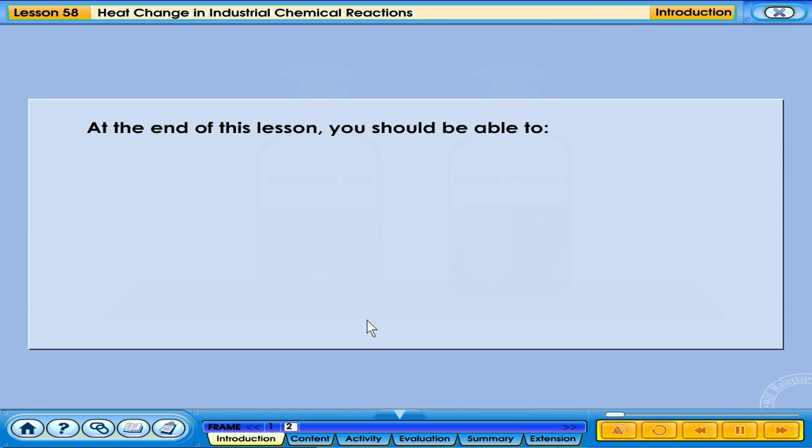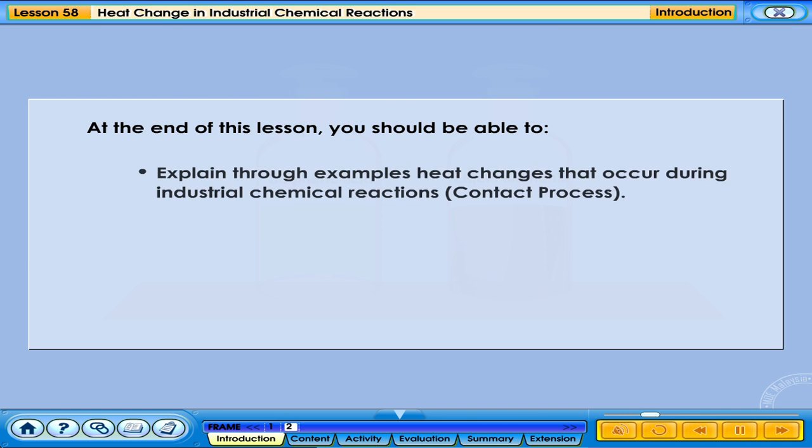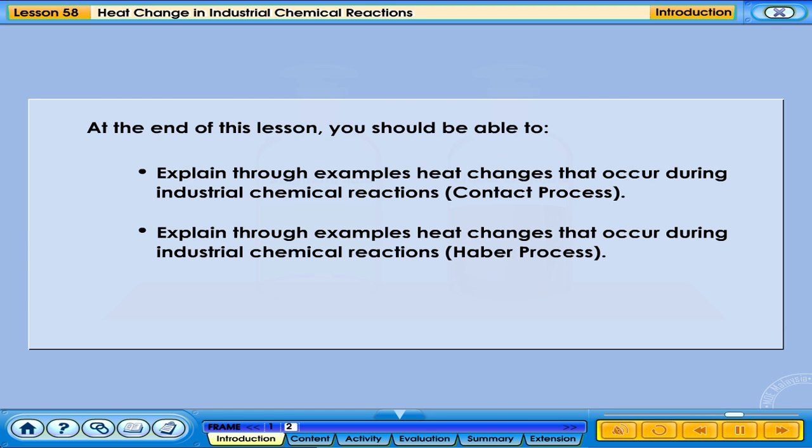At the end of this lesson, you should be able to explain, through examples, heat changes that occur during industrial chemical reactions, that is, contact process. Explain, through examples, heat changes that occur during industrial chemical reactions, that is, Haber process.